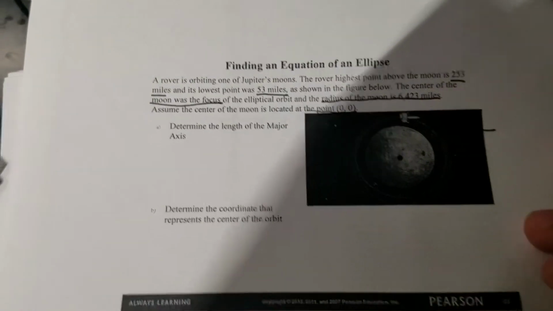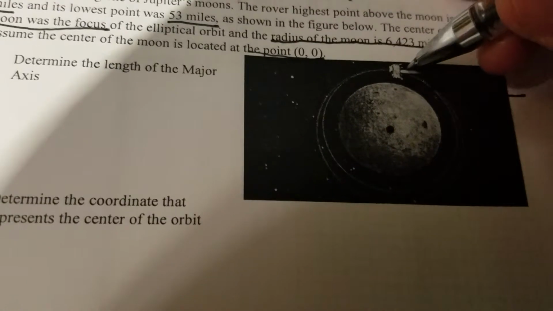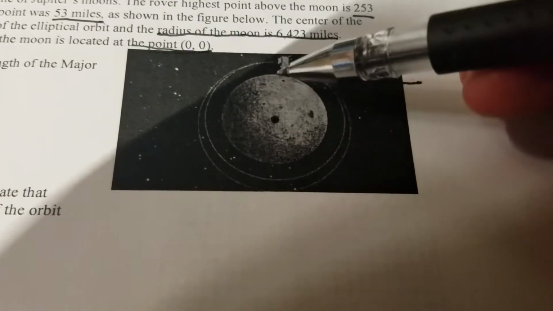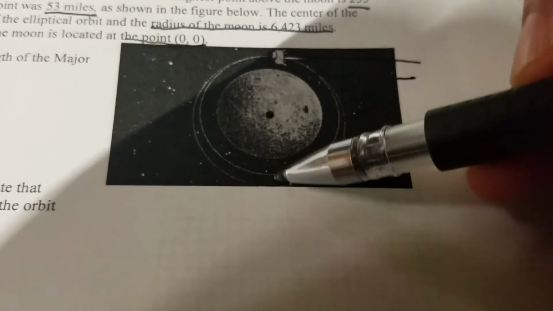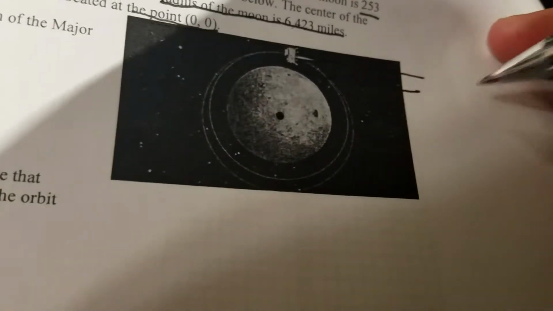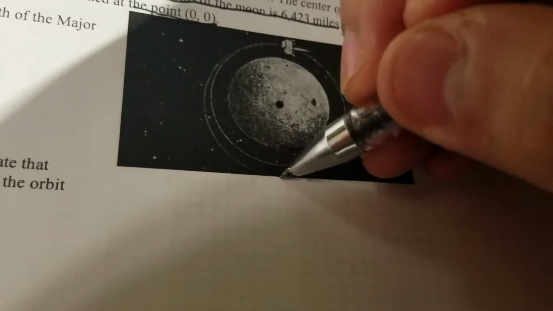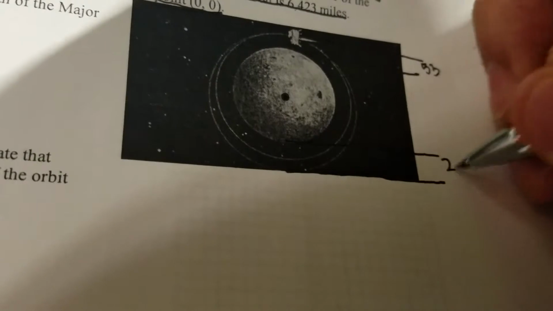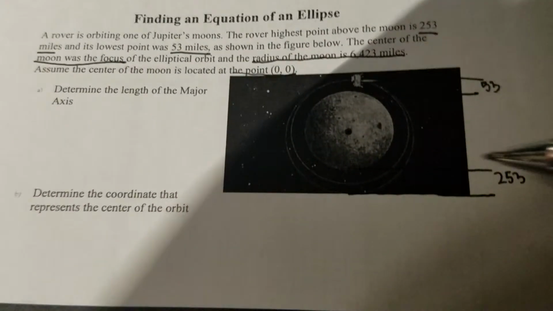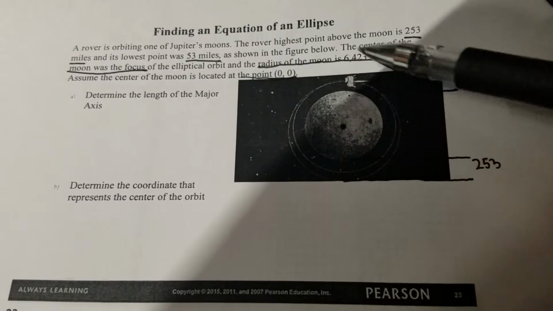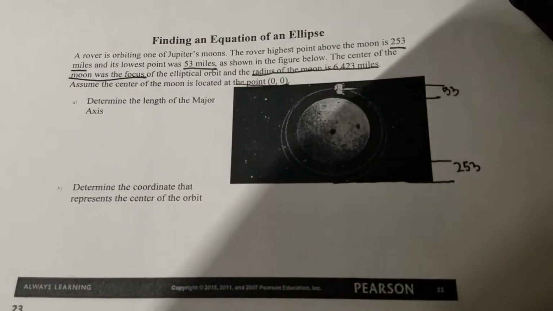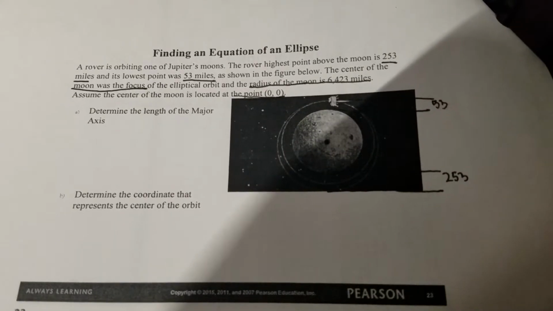Okay, then the first thing they're asking is what is the length of the major axis. I know it's a little hard to see here, guys, but this distance right here is not as high as it is down here. They're saying over here this is 53 miles, and over here this is 253 miles. So this is actually an elliptical shape, very, very close to a circle, but not quite. It is an ellipse.